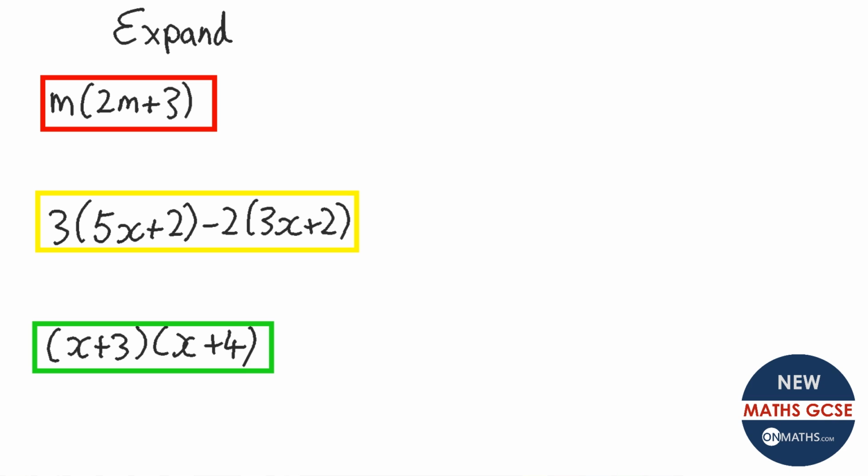Now, expand is a posh way of saying multiply out brackets. So we've got a set of brackets, we need to get rid of them. And the way I do this is called smiles and rainbows.